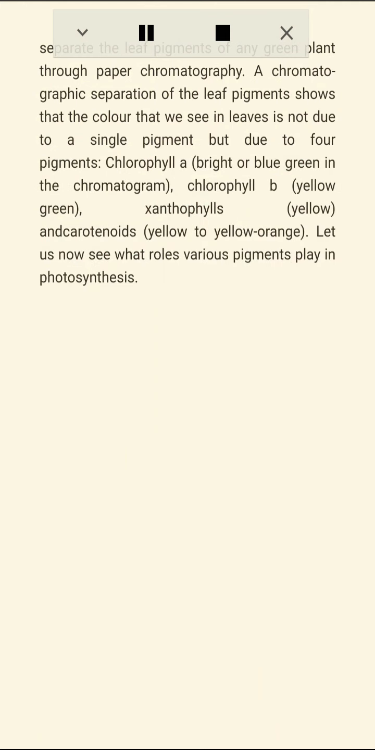Let us now see what roles various pigments play in photosynthesis. Figure 13.3 A: graph showing the absorption spectrum of chlorophyll a, b and the carotenoids. Figure 13.3 B: graph showing the action spectrum of photosynthesis. Figure 13.3 C: graph showing the action spectrum of photosynthesis superimposed on the absorption spectrum of chlorophyll a. Pigments are substances that have an ability to absorb light at specific wavelengths.